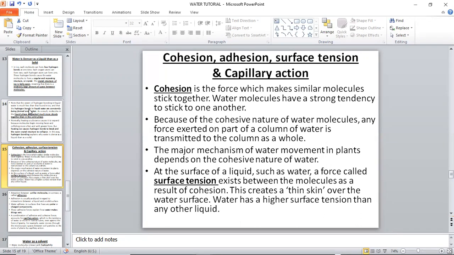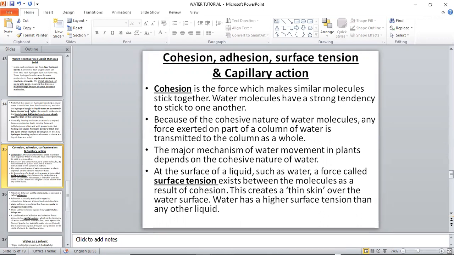One water molecule will be attracted to another water molecule, which will further be attracted to another water molecule, and they form a chain. Therefore, any force that is applied to one water molecule is transmitted through the whole column of water. This is very important, especially when you look at the movement of water in plants in the vascular system, the xylem of the plants. That water moves through the process of cohesion.